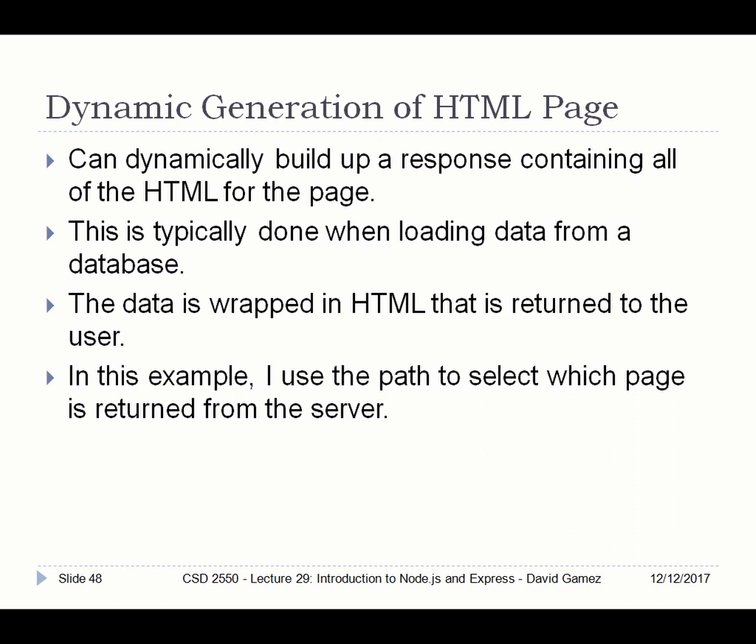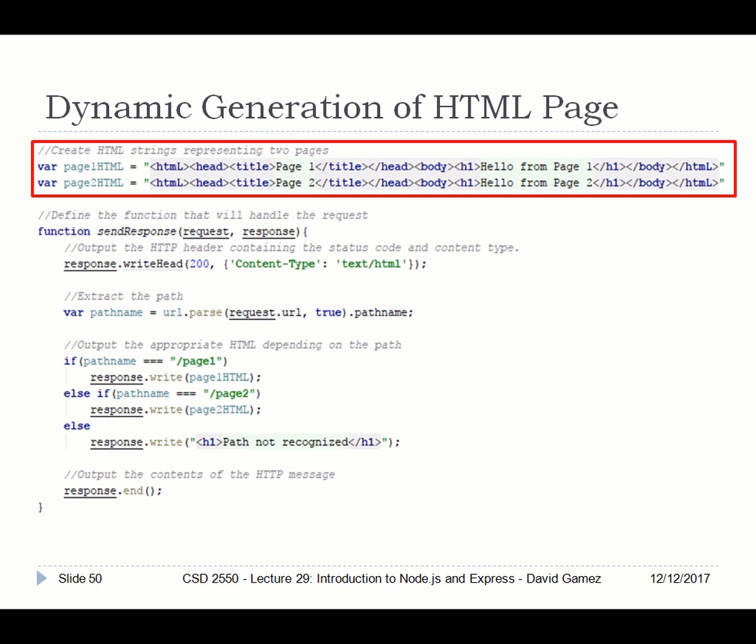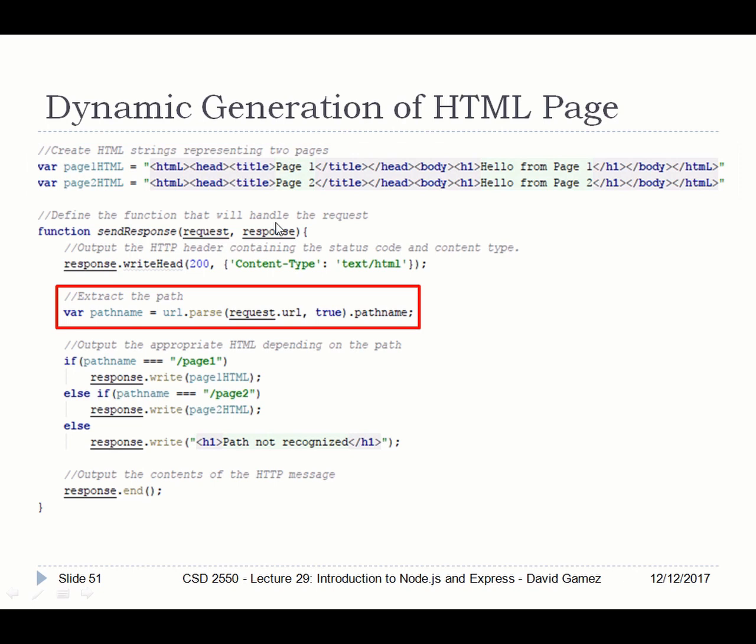In this extremely simple example, I'm just going to use the path to select which page is returned from the server. So in this example, I've got two HTML pages, which I'm calling page 1 HTML and page 2 HTML. So this is basically a very minimal set of HTML for a particular page. Now note that WebStorm has the beautiful ability of doing syntax highlighting within quotation marks. So even though this is in quotation marks, it's still telling us about the tags and all this kind of stuff, which I think is a fantastic feature.